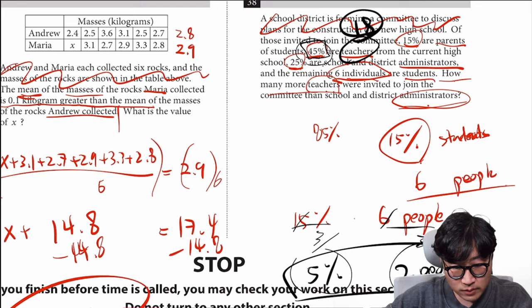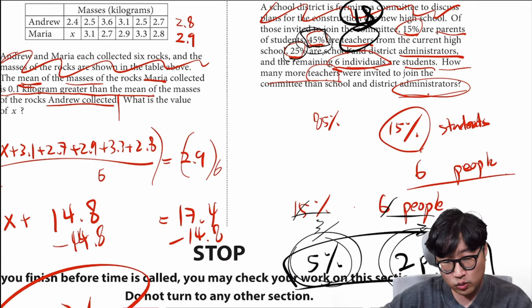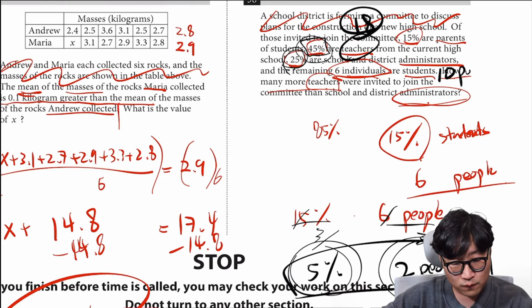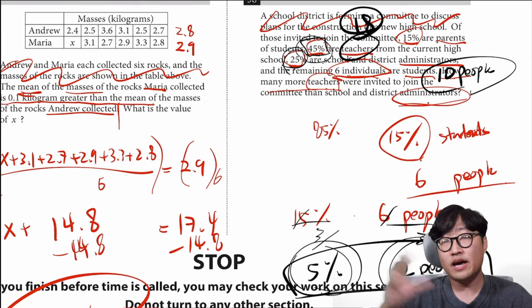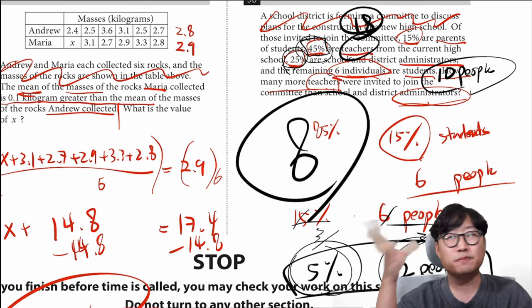And what was the other one? Administrators? Yeah, 25% is the administrators. Once again, 5%, 2 people. 25%, that's times 5. So 2 times 5, that's 10 people for the administrators. So teachers, 18. Administrators, 10. So 18 versus 10, how many more? 8 more people.